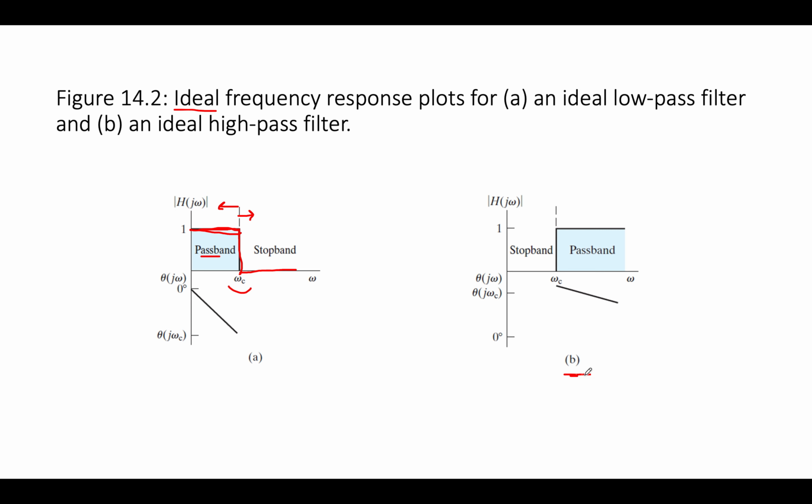Figure B illustrates an ideal high pass filter. In a high pass filter, we are cutting off lower frequencies and passing higher frequencies. You'll notice it has all the same characteristics that make it an ideal filter: flat in the pass band, flat and 0 in the stop band, 1 in the pass band, abrupt transition.